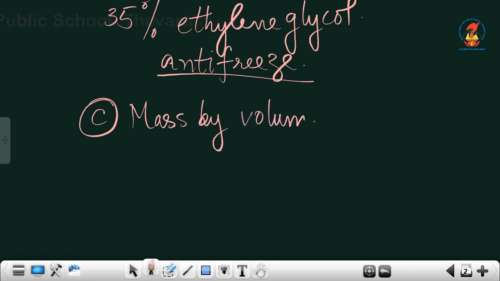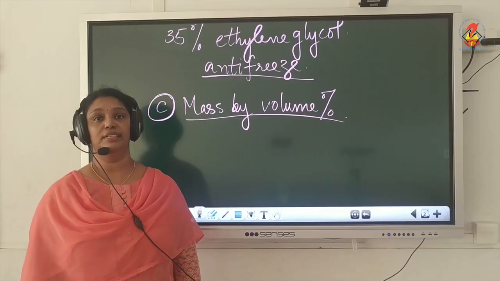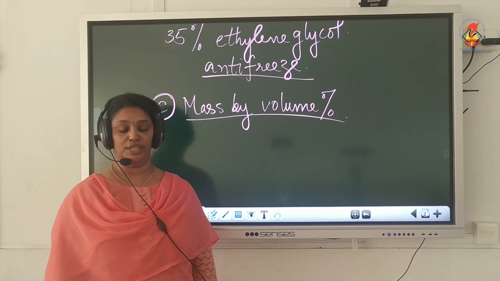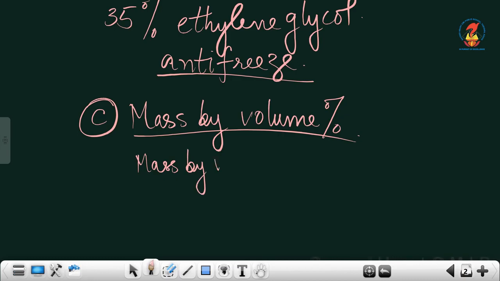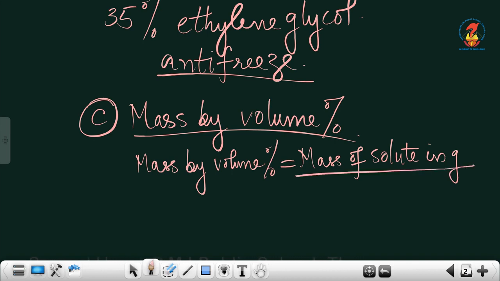Mass by volume percentage. Mass by volume percentage is the mass of solute dissolved in 100 ml of solution. Or we can write the expression as mass by volume percentage is equal to mass of solute in gram divided by volume of solution in milliliter into 100. This is mass by volume percentage.